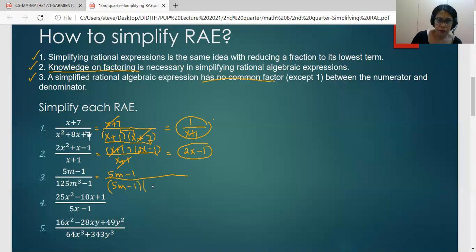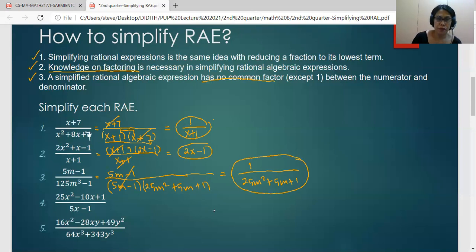And then the trinomial factor, first term, will be the square of 5m here. And then the product of the two times negative 1. And then square of negative 1. So cancel the common factors. So we have 1 all over 25m squared plus 5m plus 1. Okay.